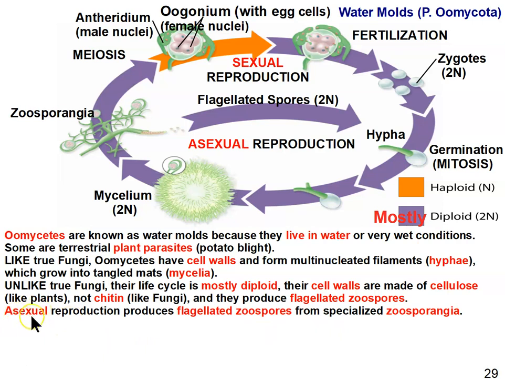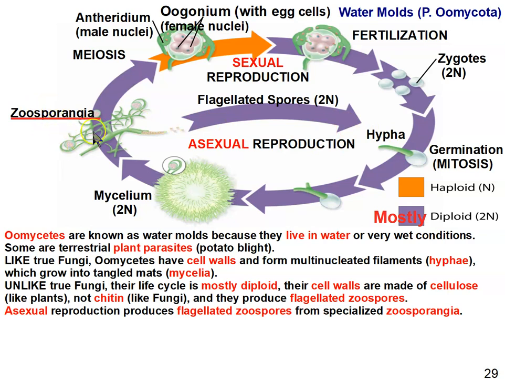Their life cycle is mostly diploid, just like we saw in the previous slide for the acellular slime molds. And they reproduce both sexually and asexually. In their asexual reproduction, which is what we're seeing going across the middle of the diagram here, they produce flagellated zoospores from specialized zoosporangia. And by the way, they put zoo on the front of these because these are animal-like spores. Because they have flagella, they're animal-like, just like the flagellated animal-like protists. So that's why they're calling them zoospores here.